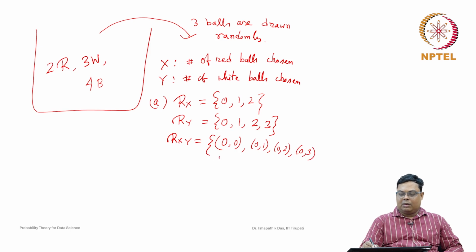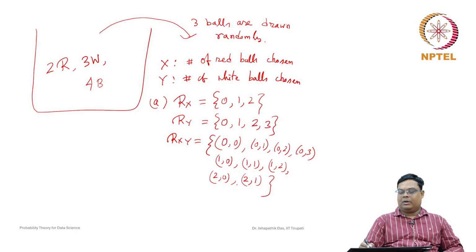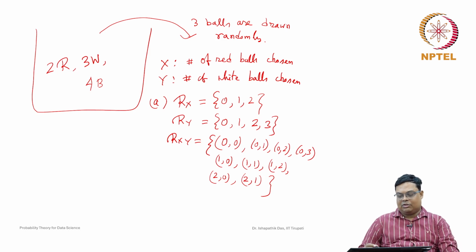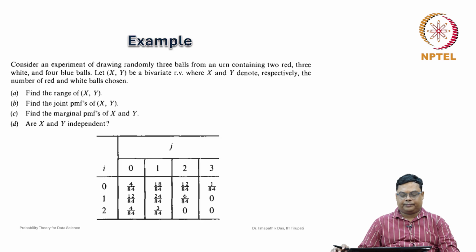Now, red 1, white 0 is possible; red 1, white 1 is also possible; red 1, white 2 can be possible, but red 1, white 3 cannot be possible, because maximum 3 balls we have drawn. So, that is not possible. Now, red 2, white 0 is possible, and red 2, white 1 is also possible. There are no more possibilities: 1, 2, 3, 4, 5, 6, 7, 8, 9. So, 9 elements are there in the range of (x, y). So, this is the range of (x, y).